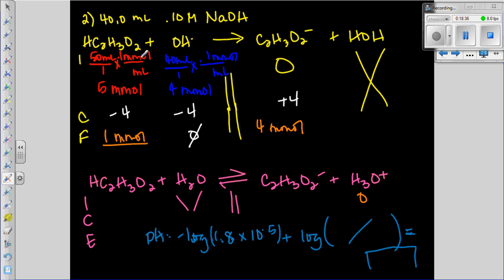I need to divide by the total volume, which is 90 milliliters. So I'll have 1 divided by 90. That's going to give me 0.011 molar. 4 divided by 90 gives me 0.044 molar. I'm going to substitute these in.